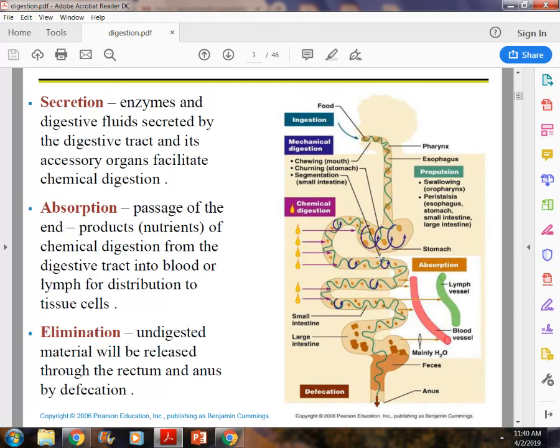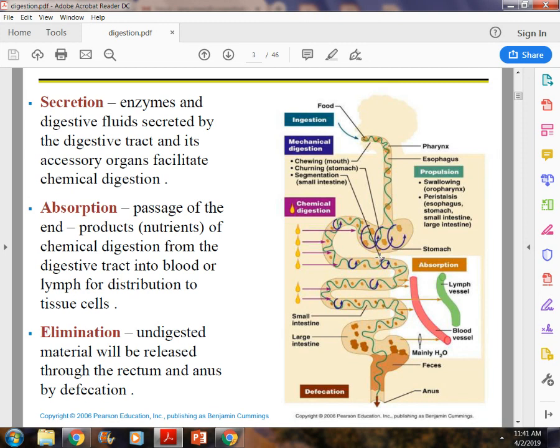Other things that happen during digestion are secretion. We secrete a lot of enzymes and digestive fluids so foods can be broken down. That actually starts in the mouth. The saliva and mucus from the mucous membranes in the mouth are secreted to help lubricate the food so that it's broken down easily. Also, saliva has a small amount of amylase in it. Amylase is an enzyme that breaks down complex carbohydrates. So it takes polysaccharides, which are really long sugar chains, and starts to break those down.